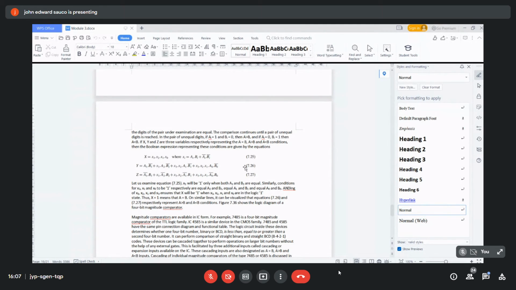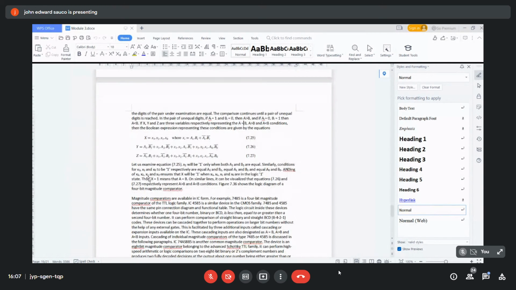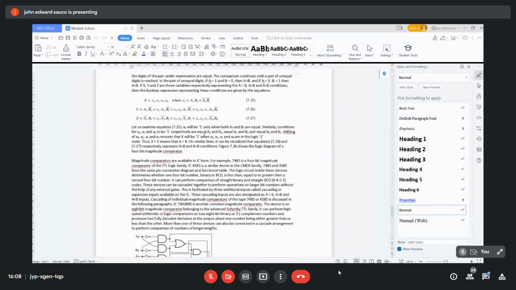So, dito naman sa Y natin, yung mas malaki yung A, dapat sa B. Ito yung formula. Okay? So, then ito is Z. Okay? So, ito yung mas explanation nitong equation na to. Lalong gets yung sinasabi ko.